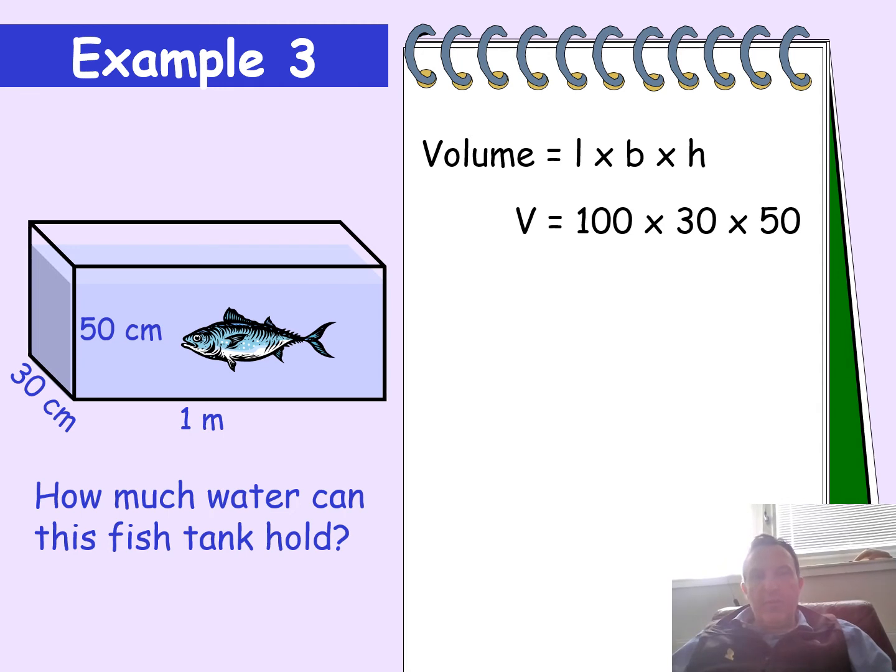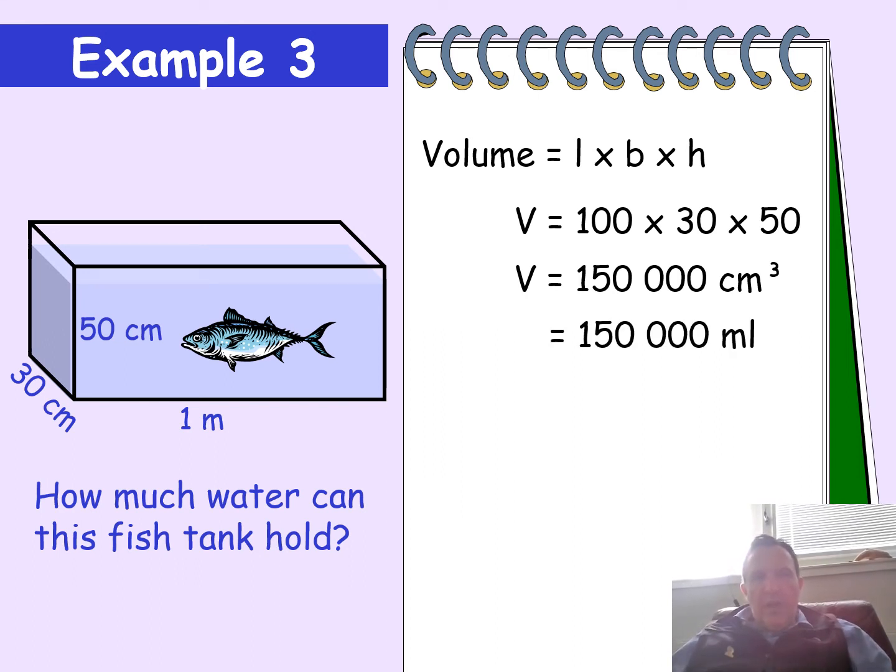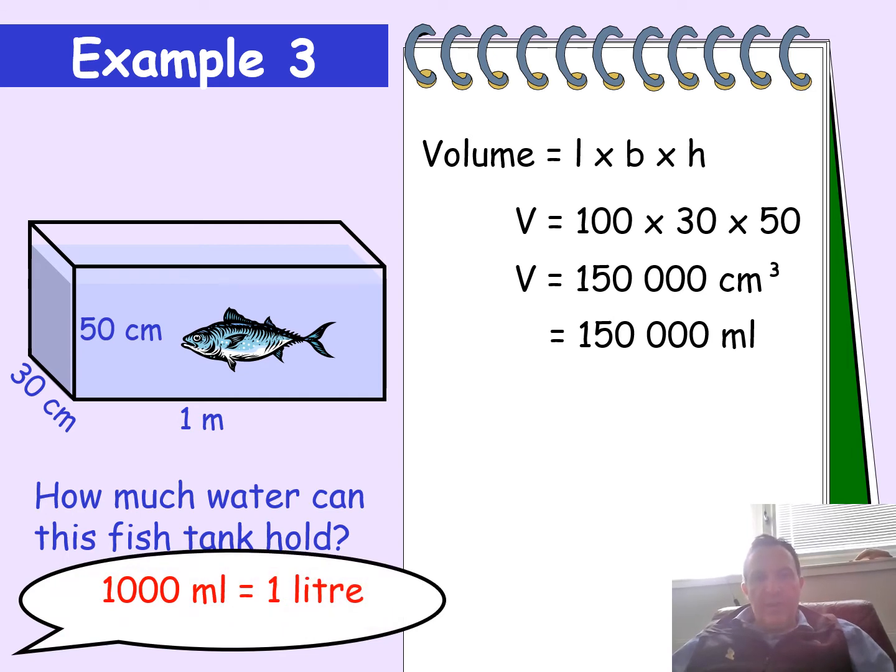So the volume is 100 times 30 times 50, and the volume is 150,000 cubic centimeters. 1 times 3 times 5 is 15, and then there's 4 zeros afterwards, or you can use a calculator. So that's 150,000 milliliters, but we would normally put that into liters, so it would be 150 liters. The thing I forgot to say at the start is, why didn't I put 1 in here? Because it's 1 meter, it says. So 1 meter is 100 centimeters. I cannot mix the units. I have to have these the same. So that was our third example.